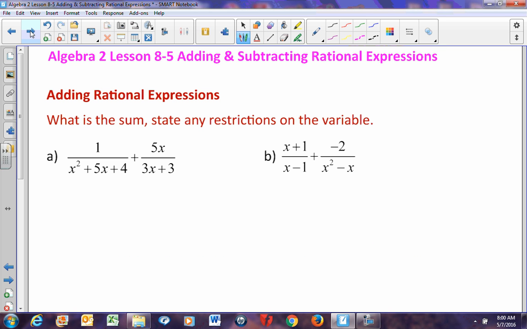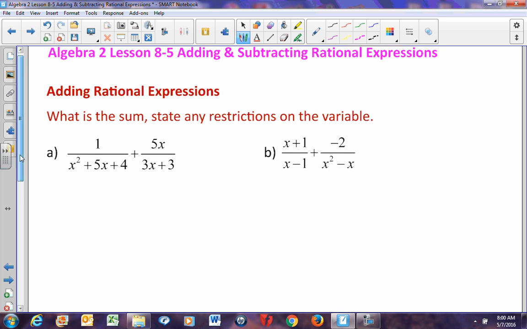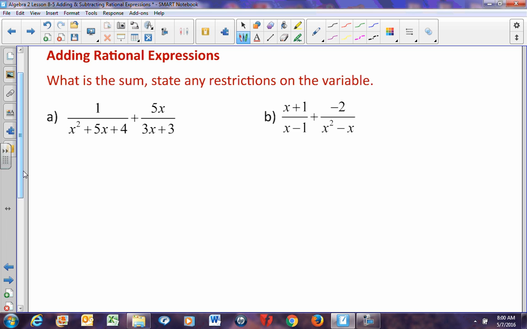All right, so adding rational expressions. What is the sum and stated restrictions on the variable? So the first thing we need to do here is find the least common multiple, or the common denominator, whatever way you want to call it. So I'm going to look at this and factor my denominators. I tend to factor right underneath if I can. So I'm going to have x plus 4 here times x plus 1. Here I can take out a 3 and I get an x plus 1.